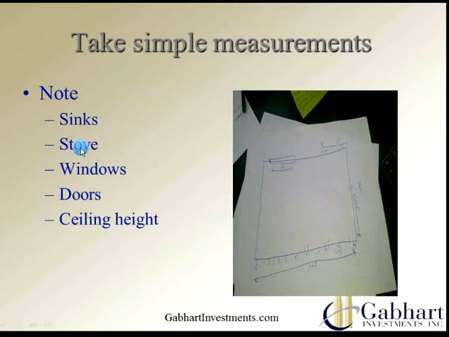So you want to measure the sinks, stoves, windows, doors, and ceiling heights, particularly ceiling height if you are doing a 3D rendering. If you're just doing 2D, it doesn't matter, but you want to look at your doors to know where your openings are, and your windows to make sure you're not covering them. Unless you plan on moving the stove, you need to make sure your cabinets go in the right position there, and then where your sink is.